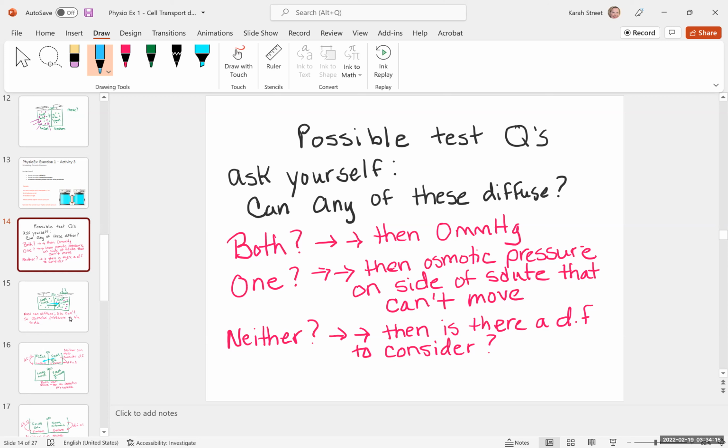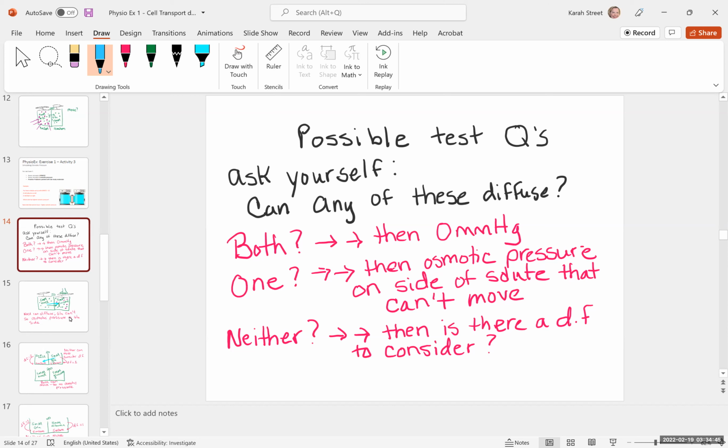You must ask yourself this main question in order to answer all these problems. Can any of these diffuse? Can they get through the molecular weight cutoff? If both solutes can diffuse, then there is no osmotic pressure that will be detected. If the solutes can move, they will. There will be no net gain or loss of water.